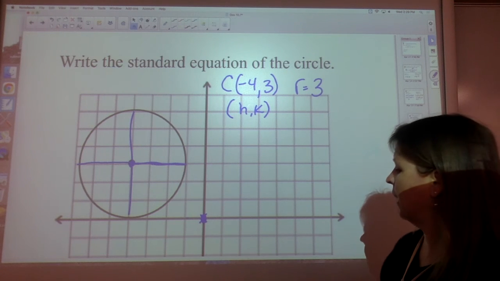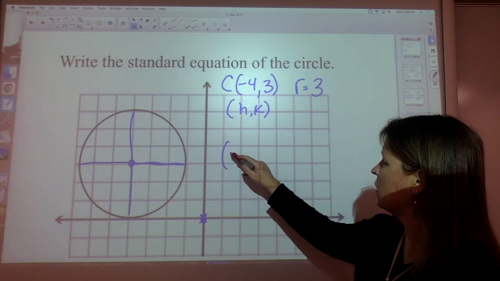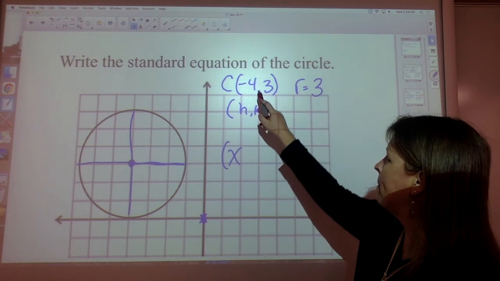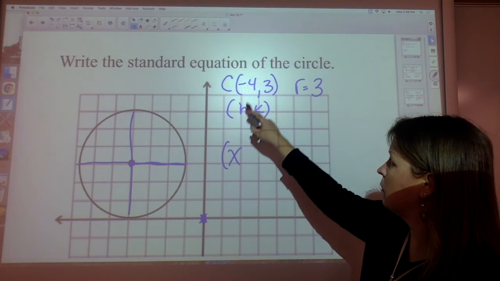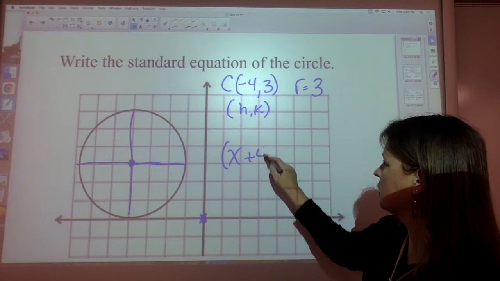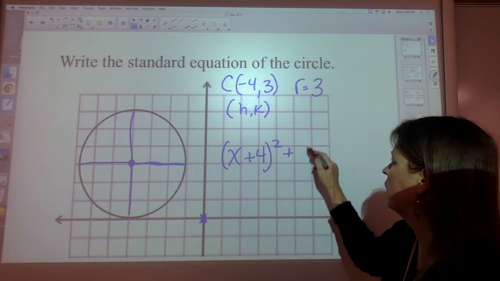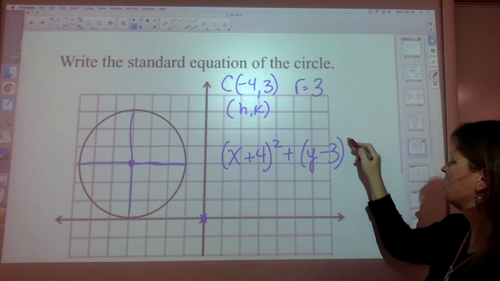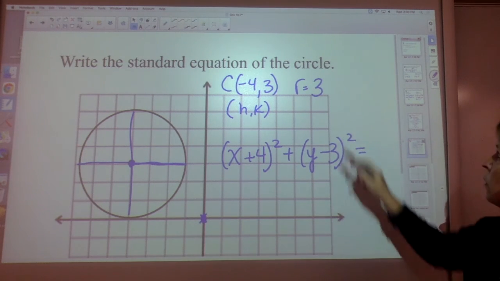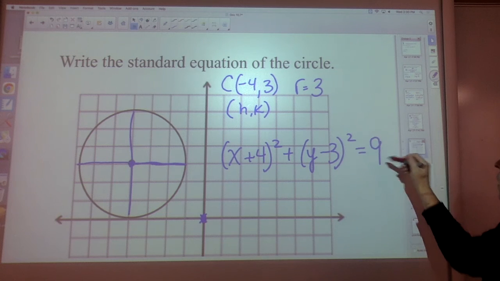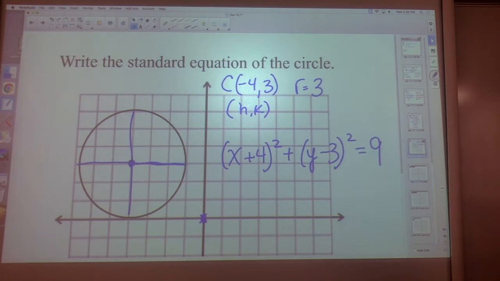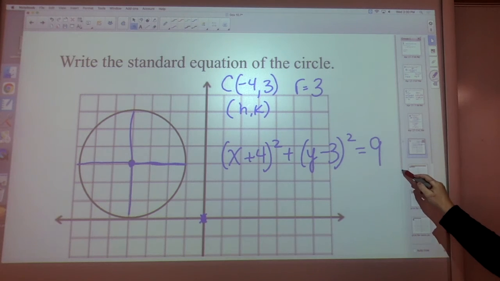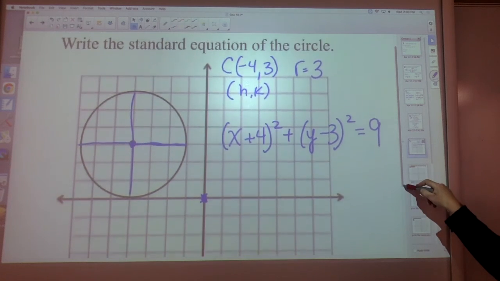Now, we go right back to the original problem with the equation. X minus -4, minus our center, which is plus 4 squared, plus y minus 3 squared equals 3 squared, which is 9. So it's not so bad. Doesn't really take much longer than doing an original problem.